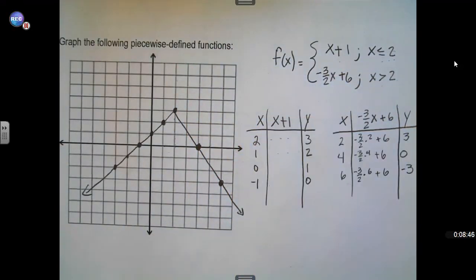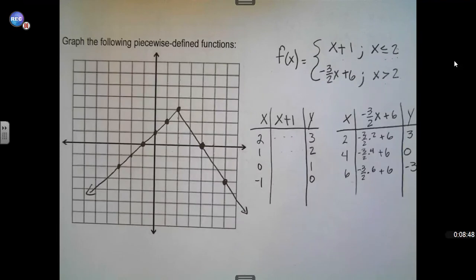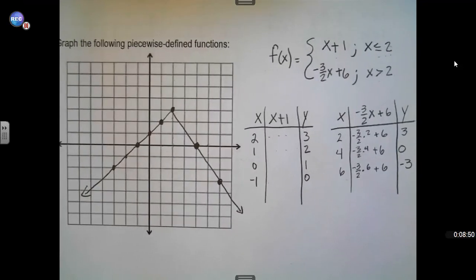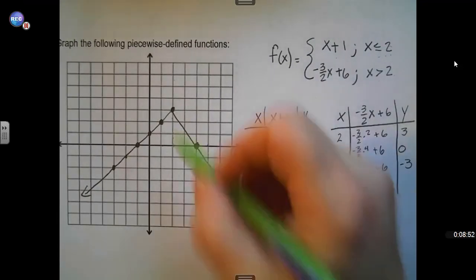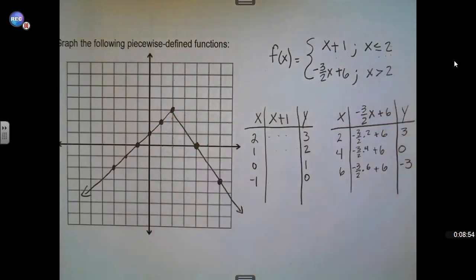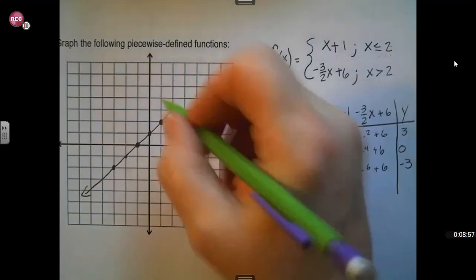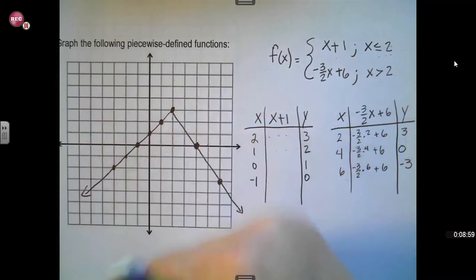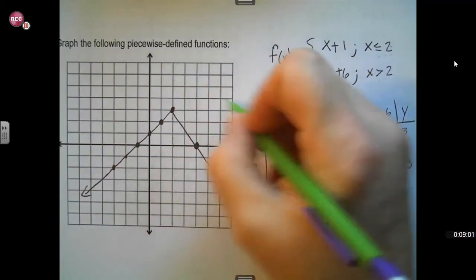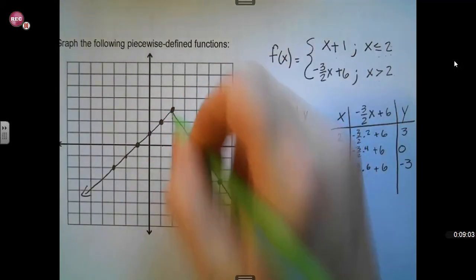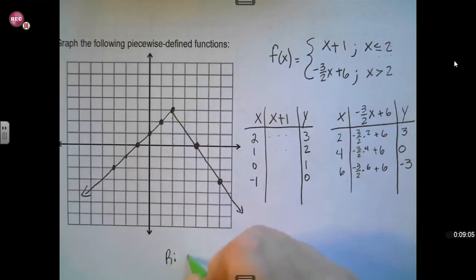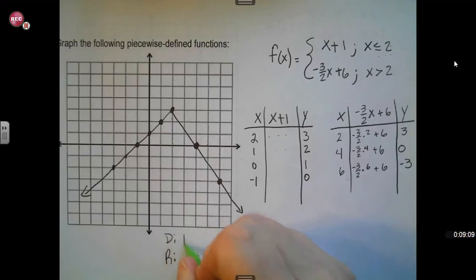Okay. That's pretty cool. And obviously the domain, because this got filled in, the domain is all real numbers. The range is from here down. So the range is y is less than or equal to 3. Domain, of course, was all real numbers. And that's it.